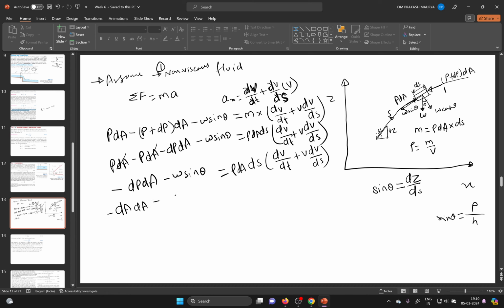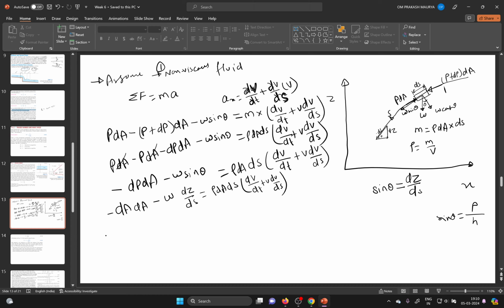So if you put here dp by dA minus w sin theta, which is nothing but dz by ds, equal to rho dA ds, dV by dt plus V dV by ds. These things only I am writing here, so not hard and fast.